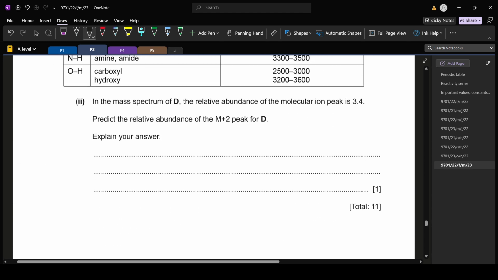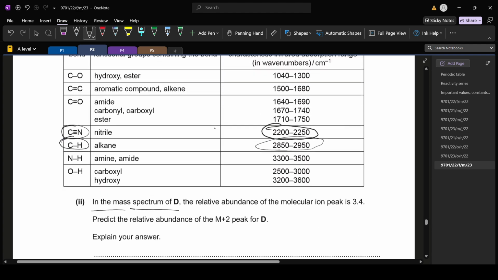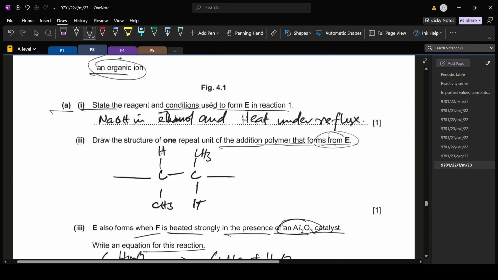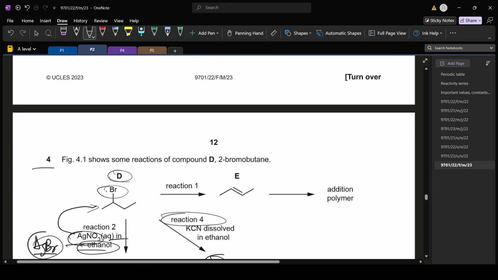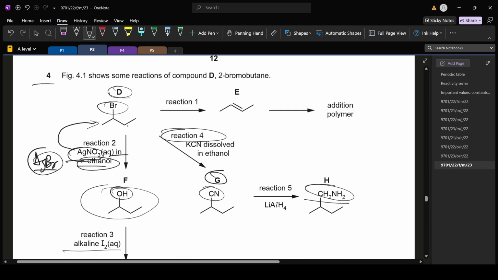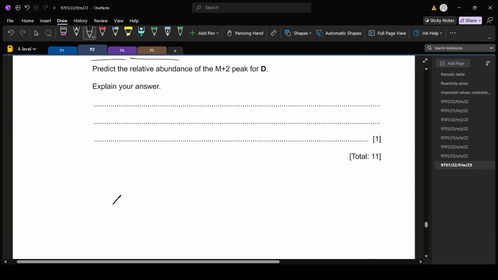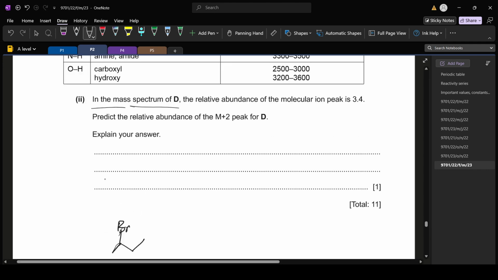Now moving towards the next part. In the mass spectrum of D, so this is your D, 2-bromobutane. Let's draw the structure: 1 2 3 4, and there you have bromine.